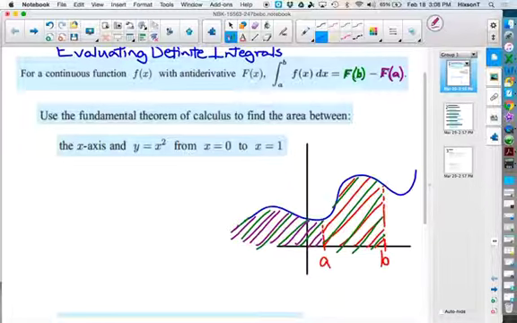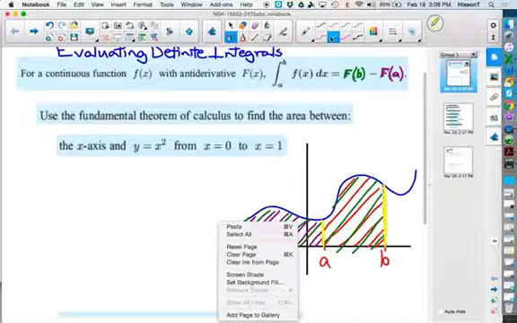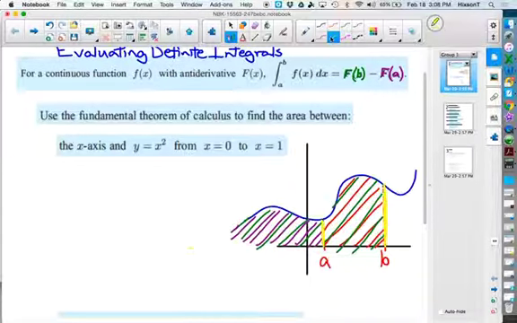So why do I subtract them? The difference of those is the part just from a to b. Notice this capital F of a essentially gets rid of all the area we don't want, all the stuff to the left of a.